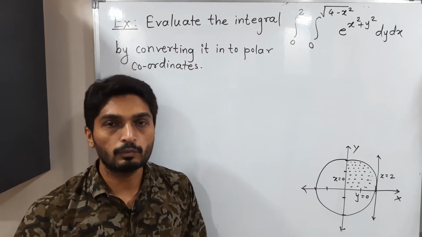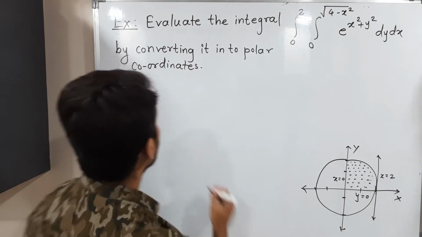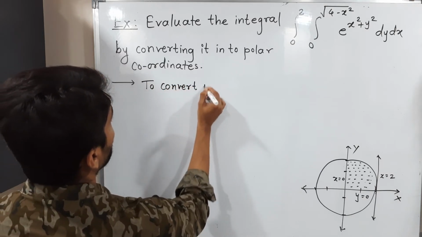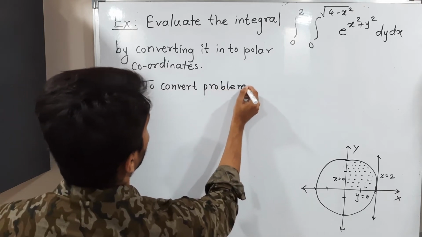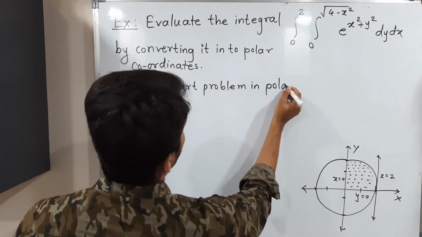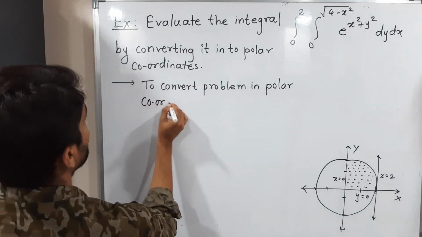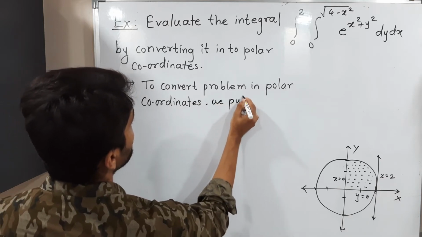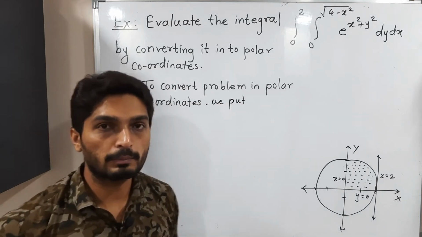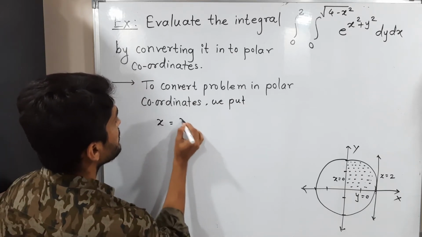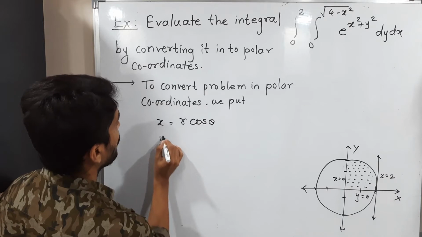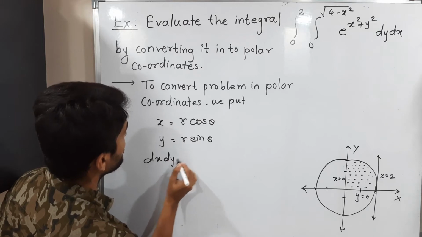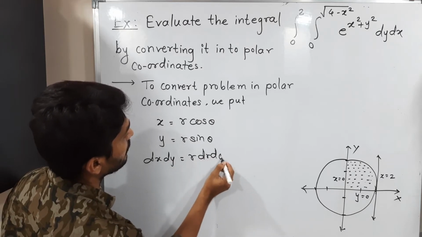So let us continue. We will convert the problem into polar coordinates now. To convert a problem or integral in polar coordinates, we put, see, the substitution is fixed. When we convert the problem in polar coordinates, we always put x is equal to r cos theta, y is equal to r sin theta, and if you put these values, dx dy will be r dr d theta.